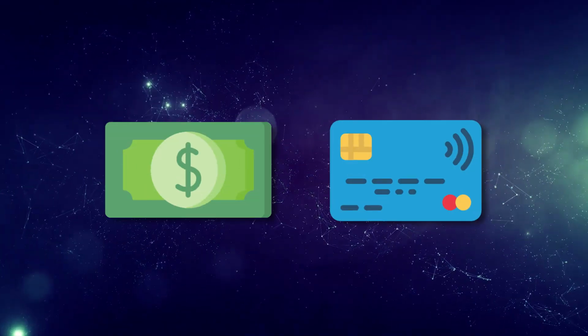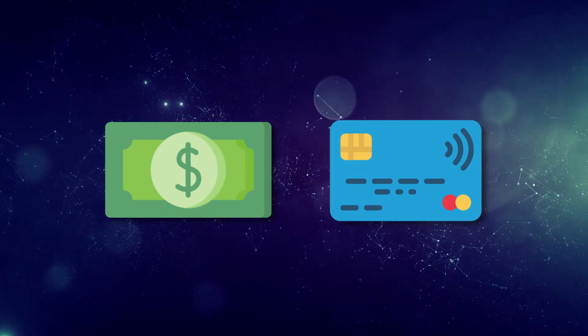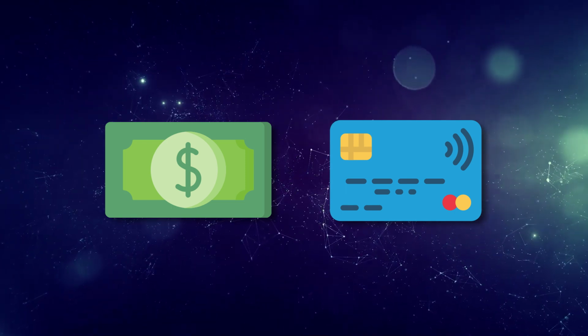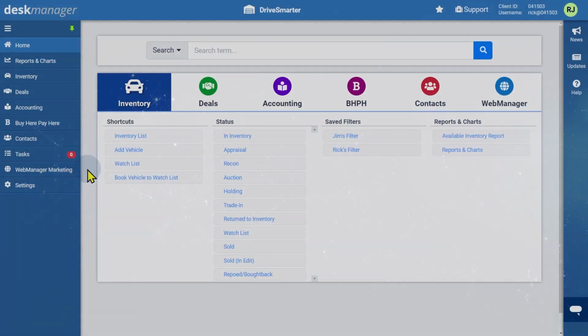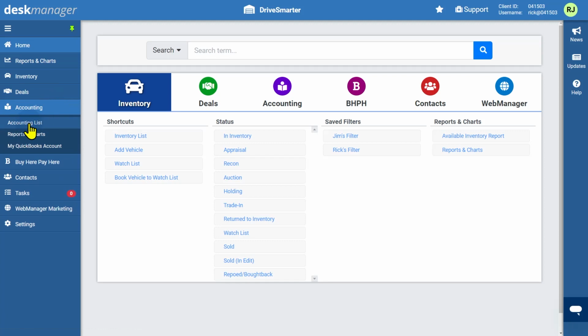In DeskManager Online, you have the option to record payments that have been collected or process payments directly through an integrated payment processor. Our video tutorial will cover the various types of deals and the steps involved in collecting payments on these deals, including online payment options. To collect payments, simply go to the Accounting section in the side menu and select Accounting List.